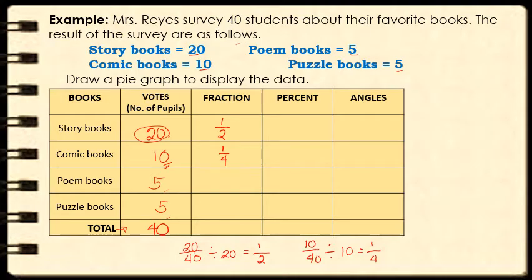And then, 5. 5 naman for the poem books. Ang total number of pupils who participated ay 40. Ano ang greatest common factor ng 5 and 40? 5 pa rin. So, 5 divided by 5 is 1. 40 divided by 5 is 8. So, meron tayong 1/8. At dahil ang number of pupils who voted for the puzzle books ay 5, ibig sabihin ang sagot pa rin dito ay 1/8.